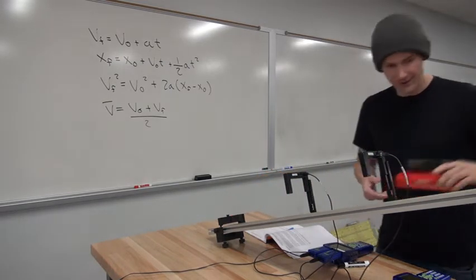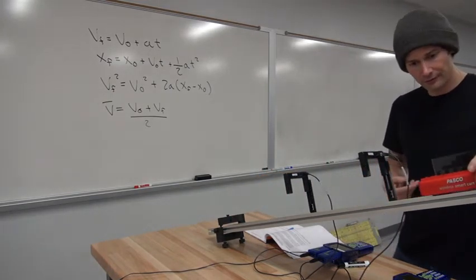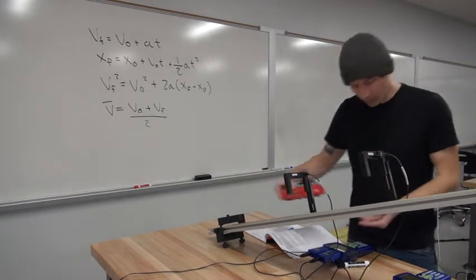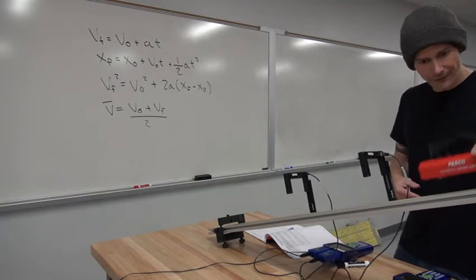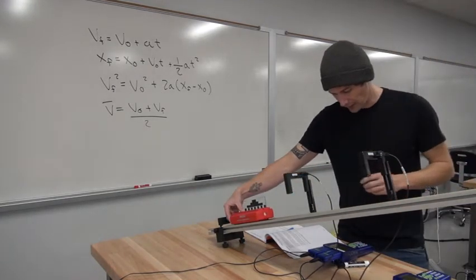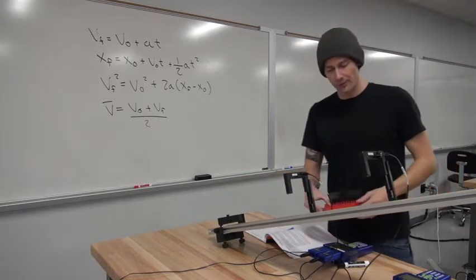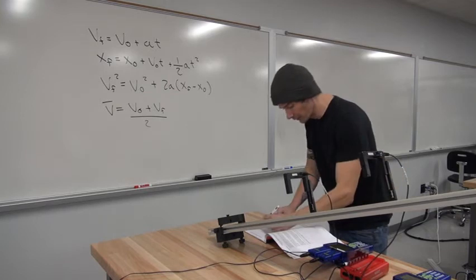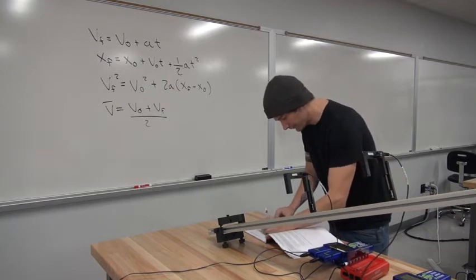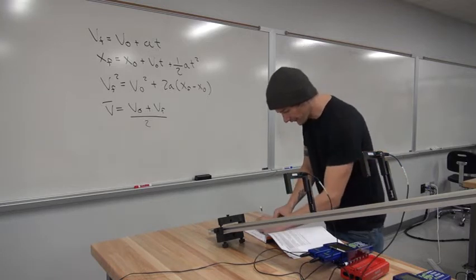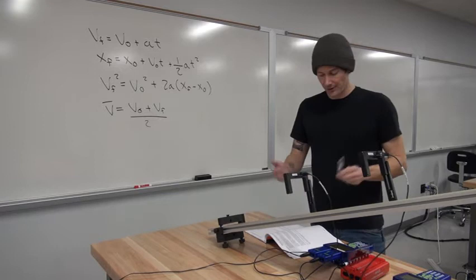1.13, 1.76. 1.13, 1.77. Fifth run. All right, 1.14, 1.77. So our averages right there for our initial velocity was 1.13 meters per second, and then our average final velocity was 1.77 meters per second.